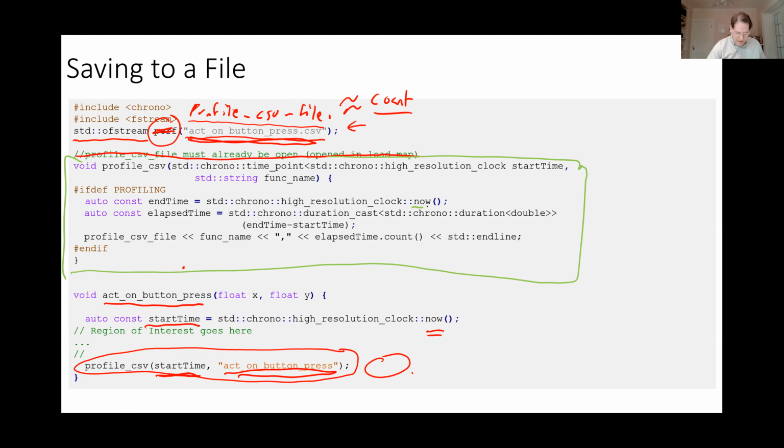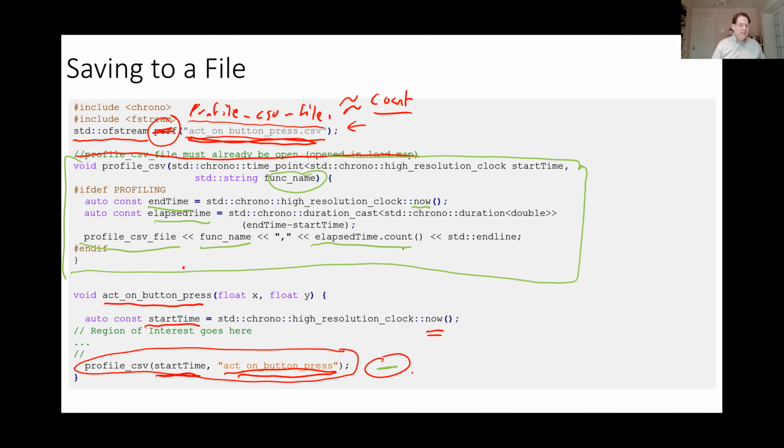It basically just gets the current time. That's my end time because I put it at the end here. I calculate the elapsed time by subtracting the end time minus start time. And then I print out to this profile CSV file whatever string was passed in. So I passed in a function name. I'm going to print that out. And I'm going to print out what the elapsed time is. So every time act on button press gets called, one new line will be added to this CSV file.